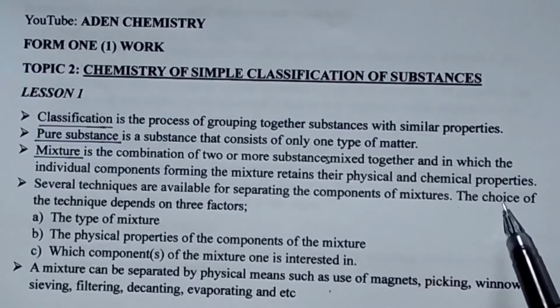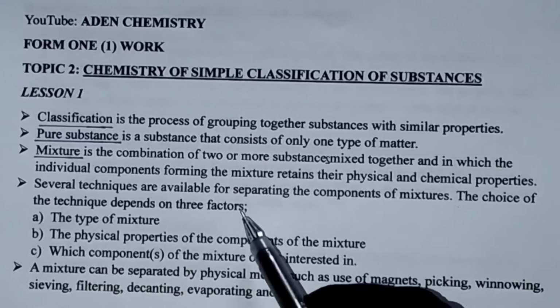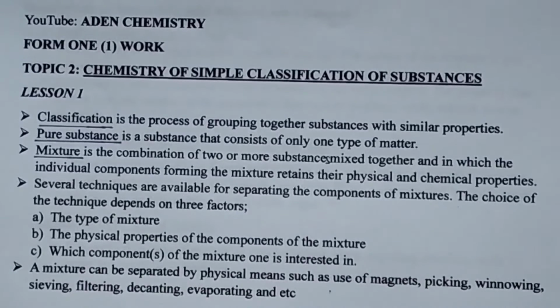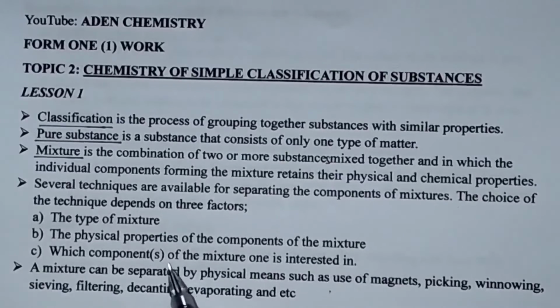The choice of the techniques or methods depends on three factors. The first factor is the type of the mixture; we have to know the type of mixture. Number two, the physical properties of the components of the mixture. Number three, which component or components of the mixture one is interested in. Those are the three factors that we are going to consider when choosing a method of separating a certain mixture.